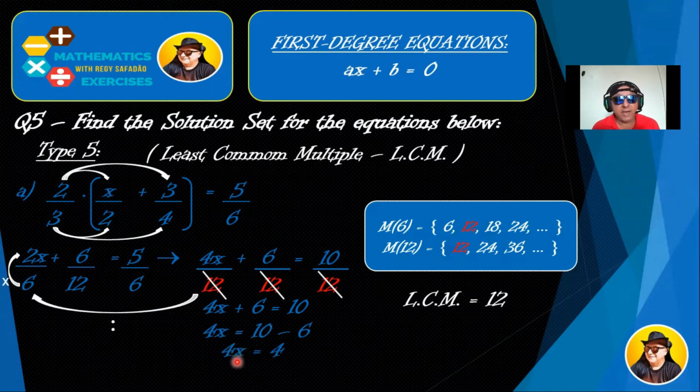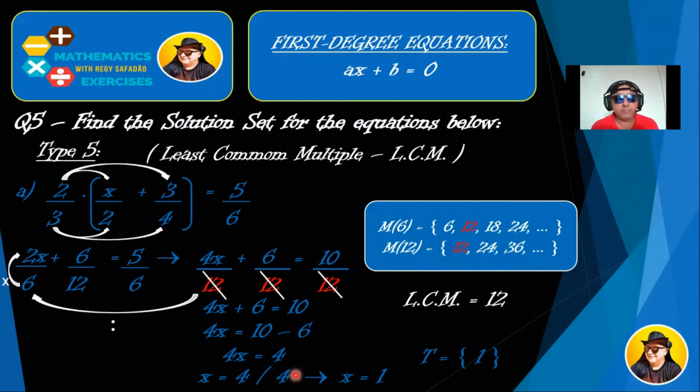So 4x is 4. This number 4 right here comes to the right side of the equation, dividing. So now we have x is 4 over 4. And 4 over 4 is 1. So x is 1. The solution set is 1. So we have finished another question.